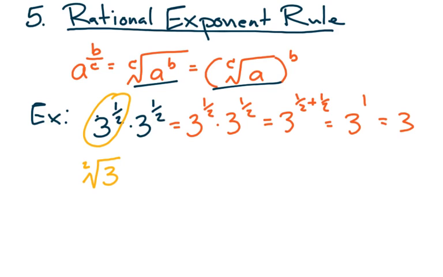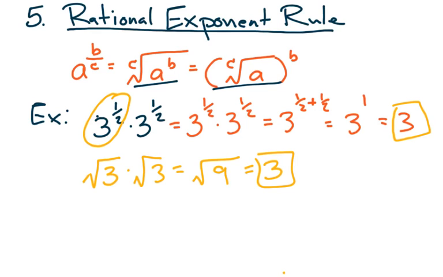Okay? What this rule is saying is that this can be rewritten as the square root of 3. So there should be a little 2 here, but square roots are so common that you do not commonly see a 2 written there. But this is the square root. Okay. So this is the square root of 3 times the square root of 3. Okay. Well, this is equivalent to, you can multiply these underneath the radical. This is the square root of 9, and we know that the square root of 9 is 3. Okay, so it makes intuitive sense.